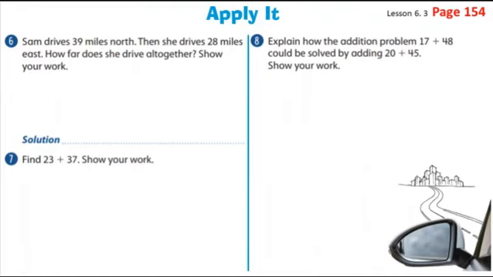All right. Now I want you to apply it. So we're on page 154. I want you to work these problems. I will read all the problems first, and then I want you to pause the video, and then come back to check your answer. Number 6 on page 154. Sam drives 39 miles north. Then she drives 28 miles east. How far does she drive altogether? Show your work.